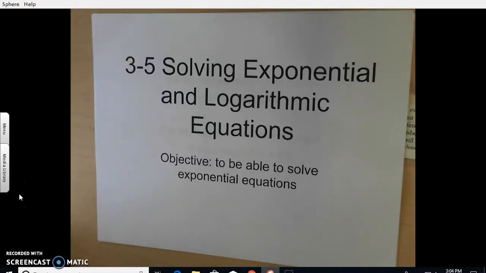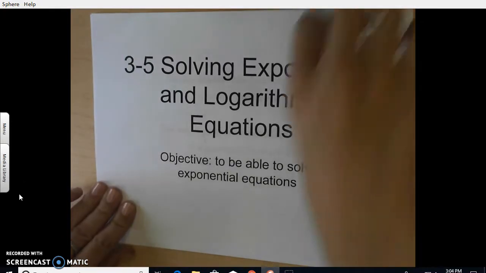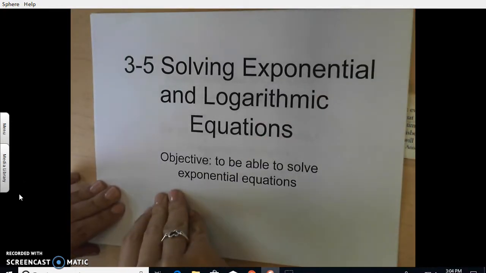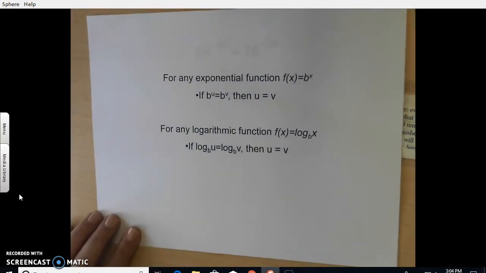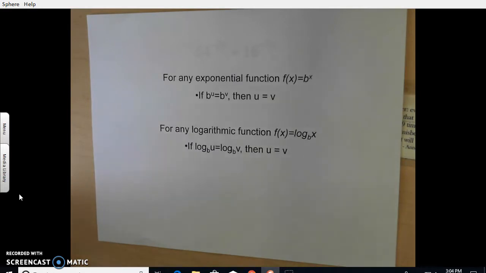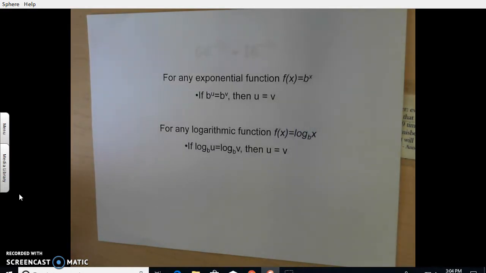Today we're going to do 3-5, solving exponential and logarithmic equations. And our objective will be able to solve exponential equations. First, for any exponential function, f of x is equal to b to the x power. If we have b to the u power is equal to b to the v power, then u equals v.